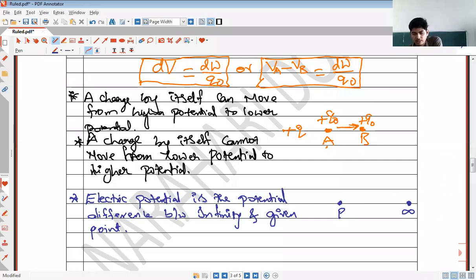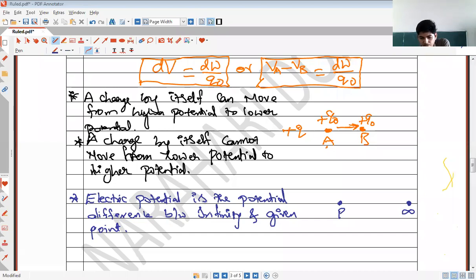Electric potential is to be defined, correct? I define electric potential as the potential difference between infinity and a given point. There is nothing wrong in it. Potential difference is defined from one point to another point. If one point is at infinity and another point is in the electric field, you define electric potential. You can define electric potential in terms of potential difference.